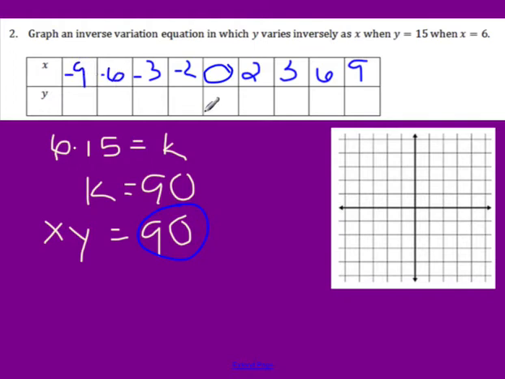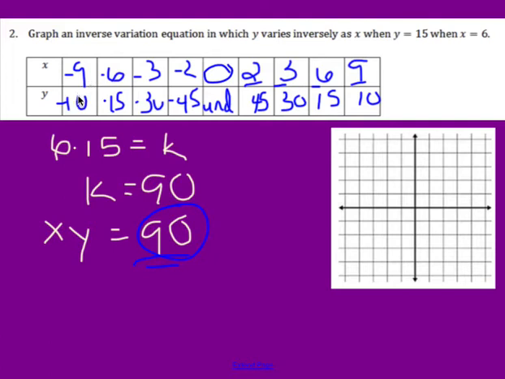Okay, so 0 then is undefined. So now what I'm going to do is take 90 and divide it by each of these numbers. So 90 divided by 2 is 45. 90 divided by 3 is 30. Divided by 6 is 15. Divided by 9 is 10. And then over here I'm going to have the negative versions of all of those numbers. So I'm going to have one side that's all positive and one side that's all negative.